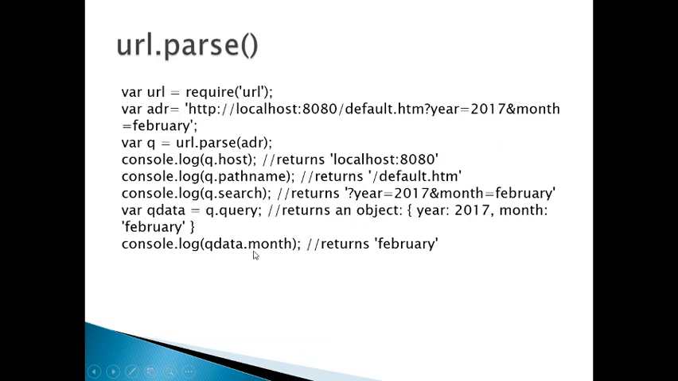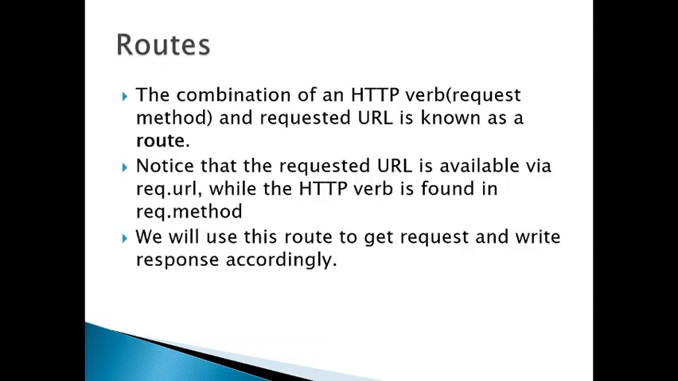I can print q.data.month. Now February will be printed. So alternatively, this string will be converted into an object. Year is equal to 2017 and month is equal to February. So I can print q.data.month and q.data.year. For the month it will print February, and for the year it will print 2017. So this is the use of url.parse.